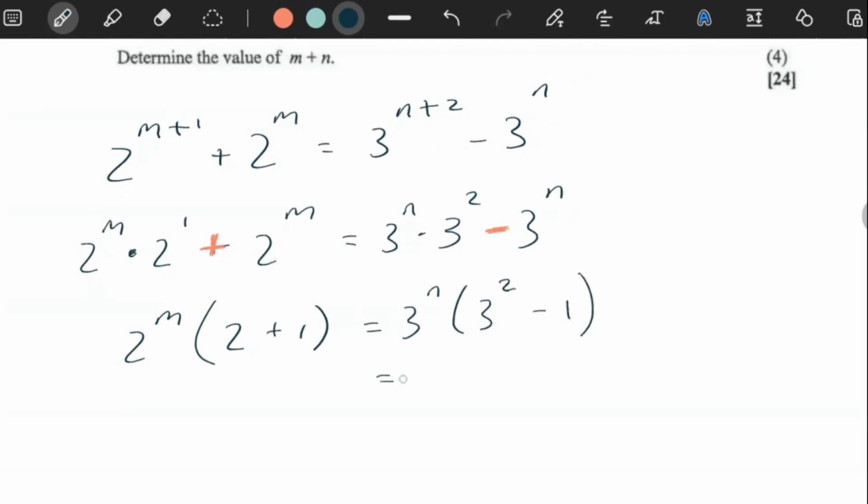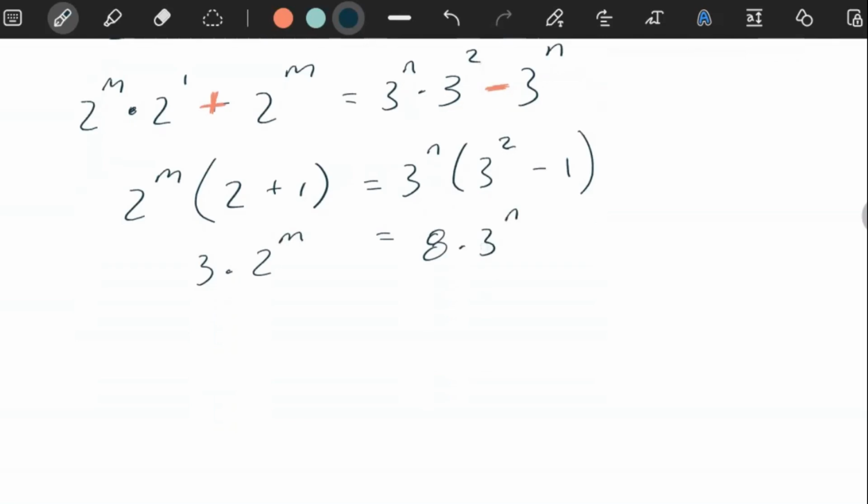So fortunately, if you carry on simplifying here, this is giving you a positive 3. So you can have the 3 multiplied by 2 to the power of m. Here, this is 9 minus 1, which is going to give you 8. So you can say 8 multiplied by 3 to the power of n.